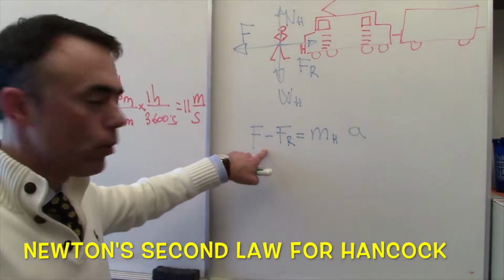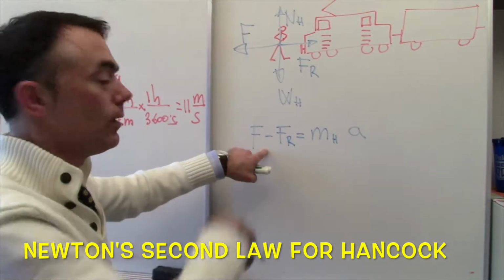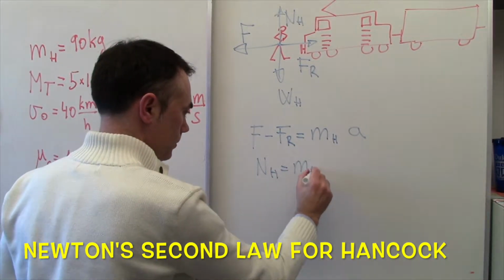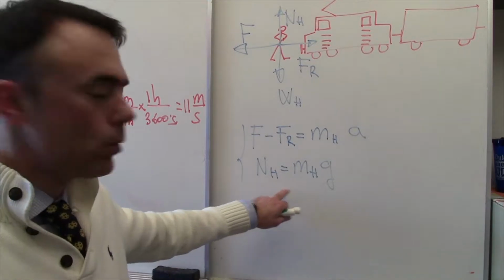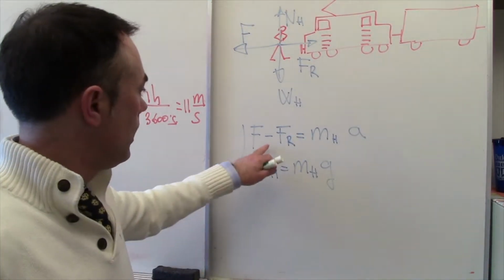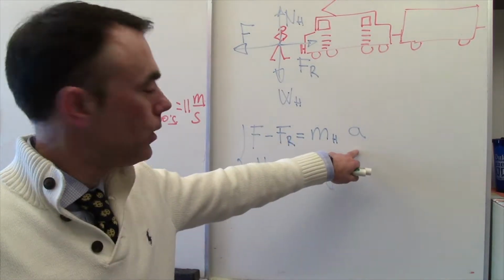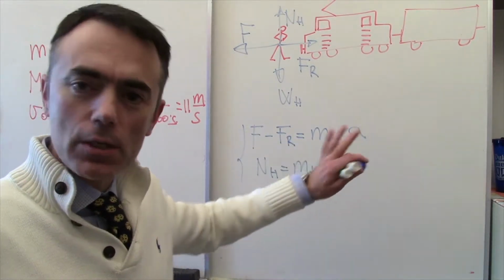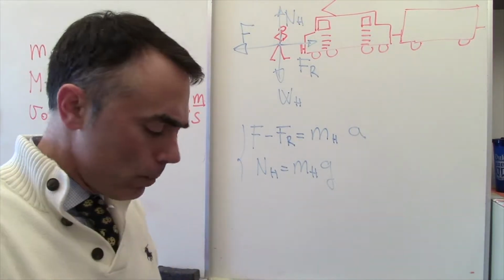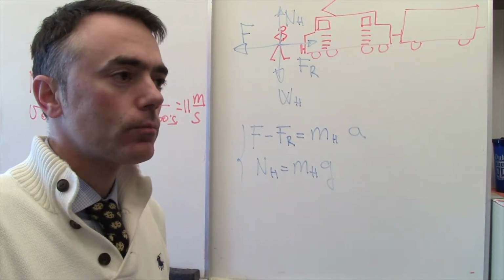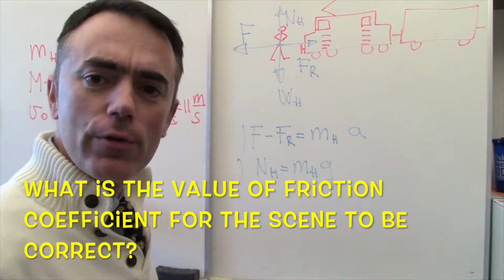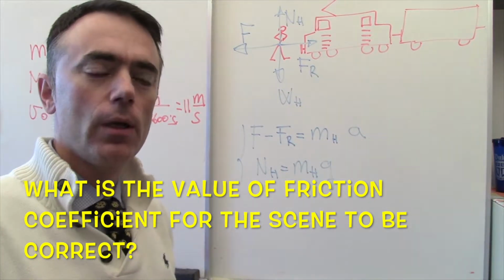That will be for Hancock, the horizontal one. We know that in the vertical one we have that the normal is equal to mg. There is no acceleration or motion in that direction. And in the x-axis, I just wrote that there is an acceleration. We will talk about if there is acceleration or not later. Now, what I want to calculate first is what the friction coefficient would have to be in order for this scene to be correct.